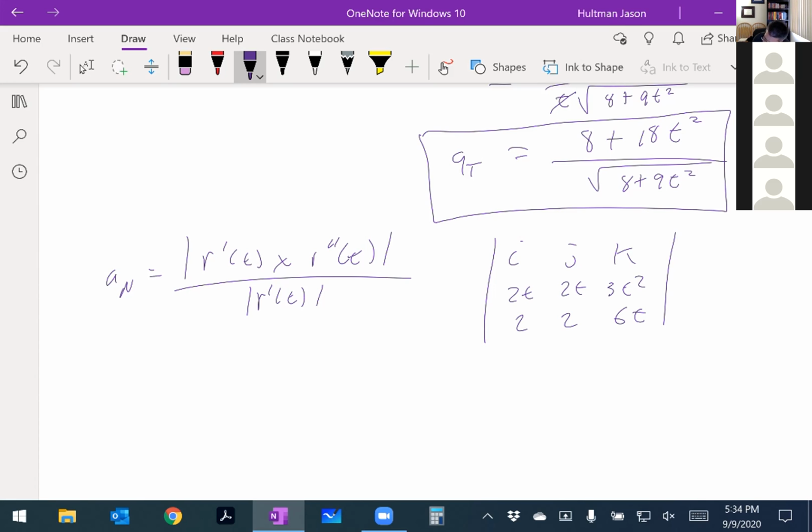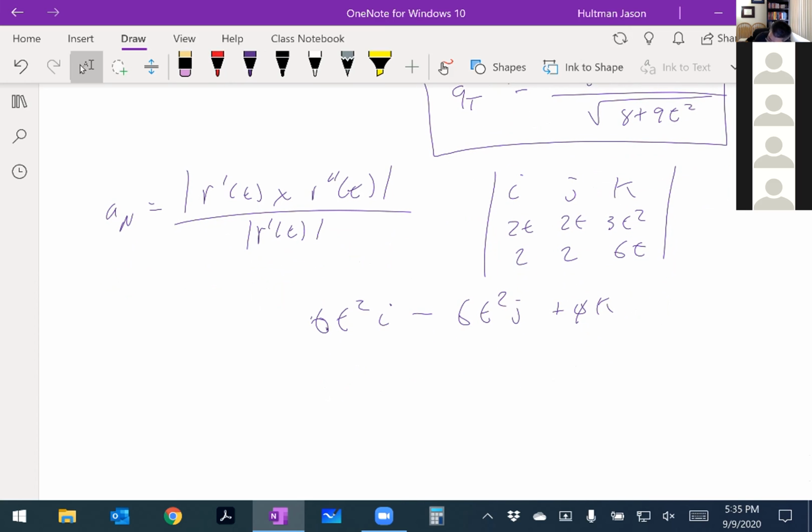This is going to be 4t minus 4t. I'm sorry, no. This is going to be 12t squared minus 6t squared, which is 6t squared. Okay, so that's 6t squared i minus, this is going to be 12t squared minus 6t squared, which is, again, 6t squared. So that's 6t squared j. And then k is going to be 4t minus 4t, which is 0. So that's plus 0k. Okay, so that's that guy.